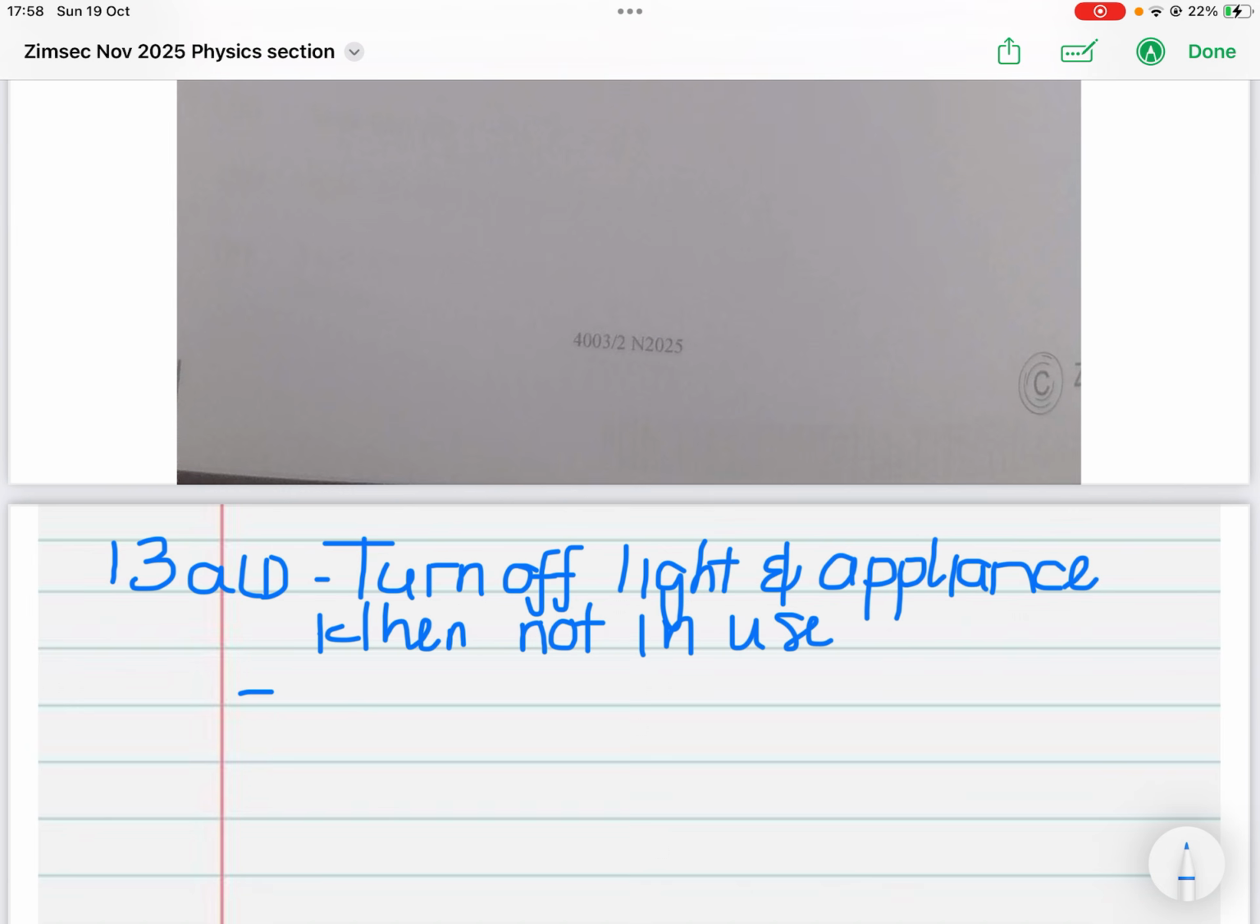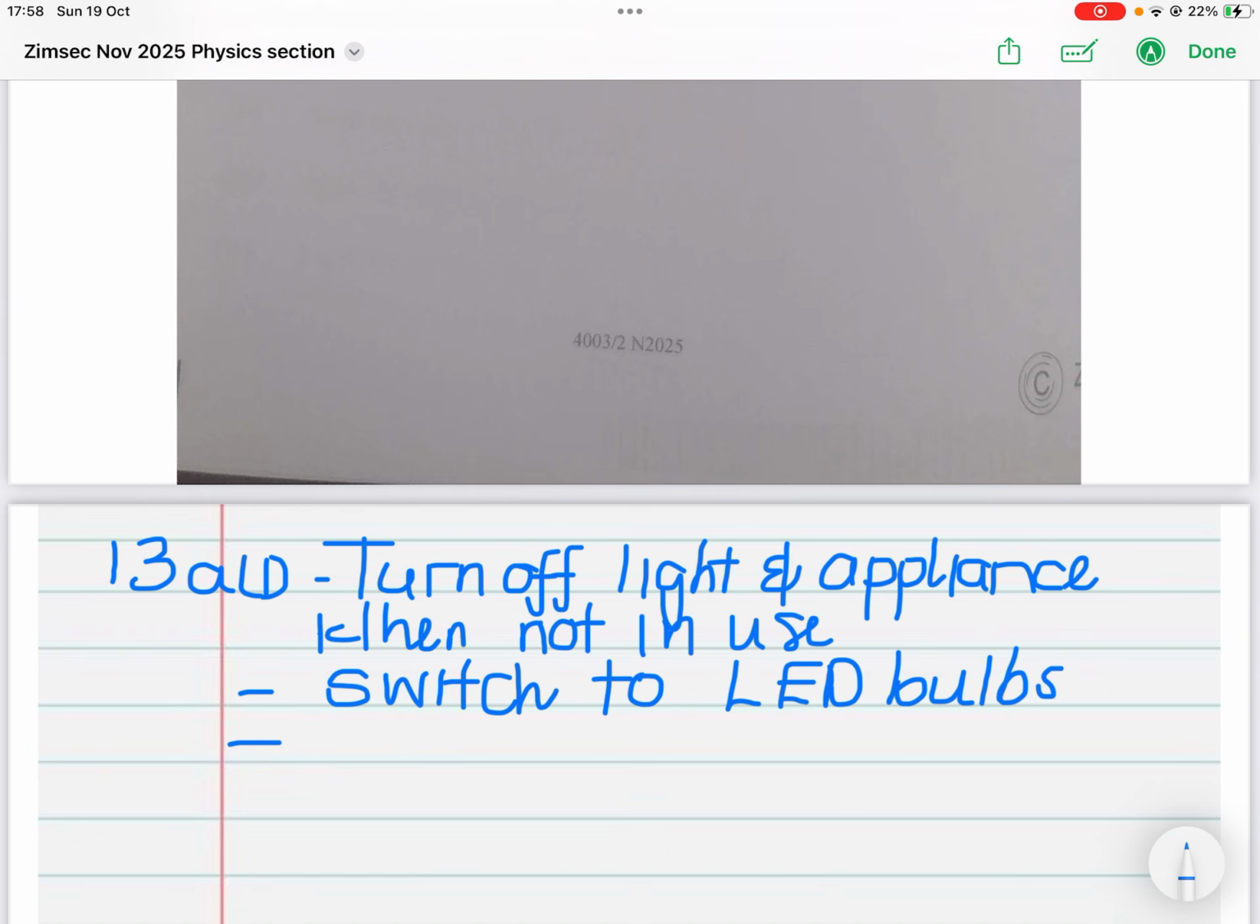And also, we need to switch to LED bulbs. These are energy efficient and they use significantly less power than the traditional lights. So we need to switch to LED bulbs.